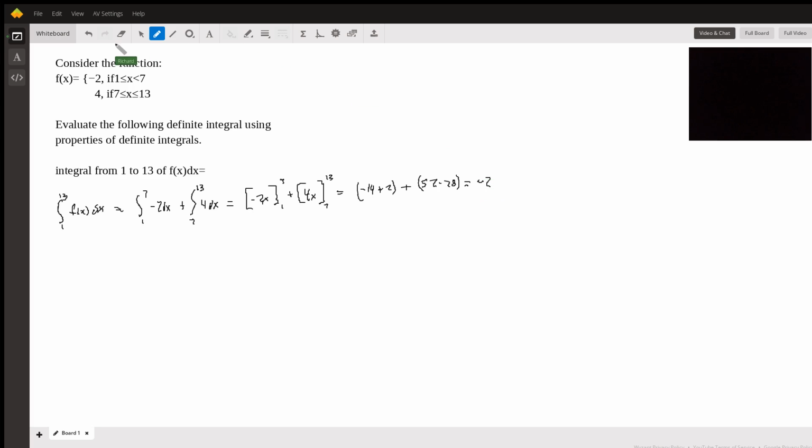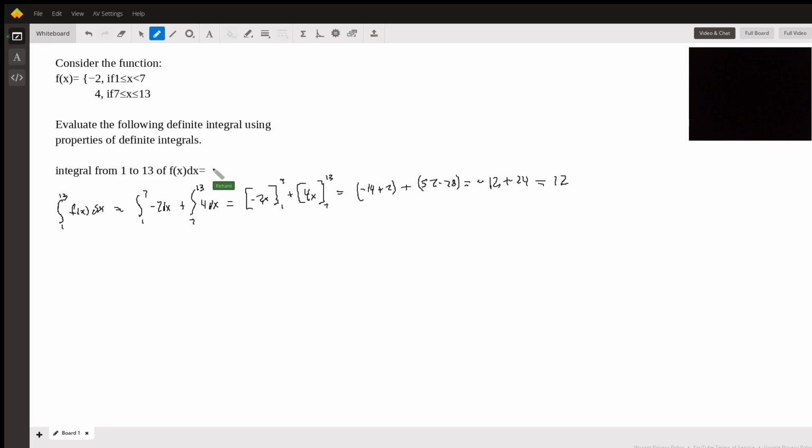Oops, sorry. Negative 12 plus 24, which equals 12. And you would turn this into your teacher, and you might get it right because of the way the question is worded. You were told to integrate, and you integrated.